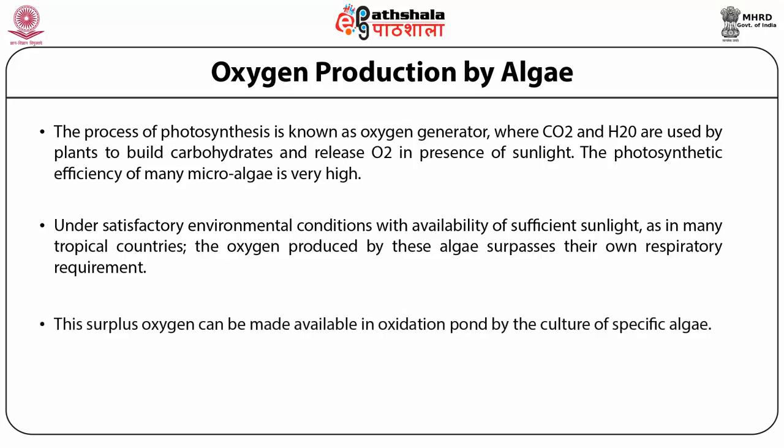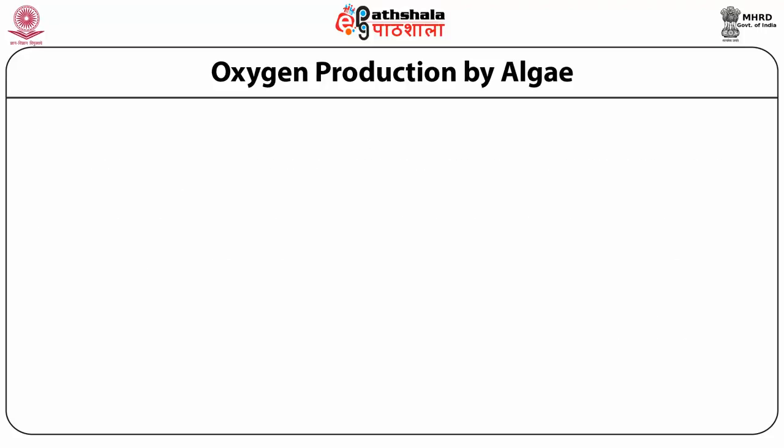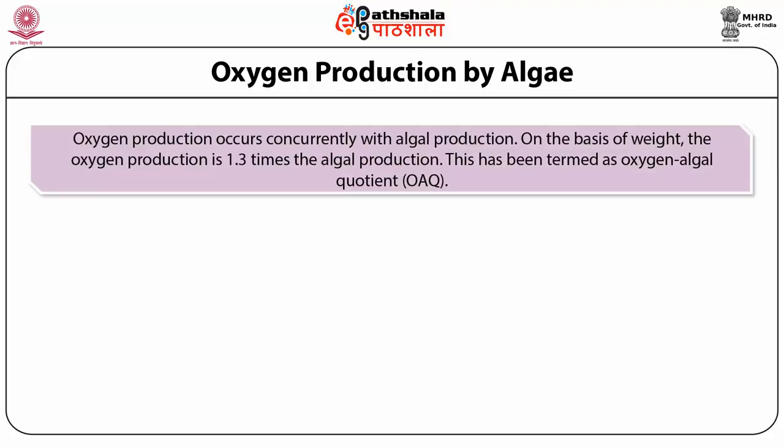This surplus oxygen can be made available in an oxygen pond by the culture of a specific algae. It is an inexpensive and natural process. Oxygen production occurs concurrently with algal production.